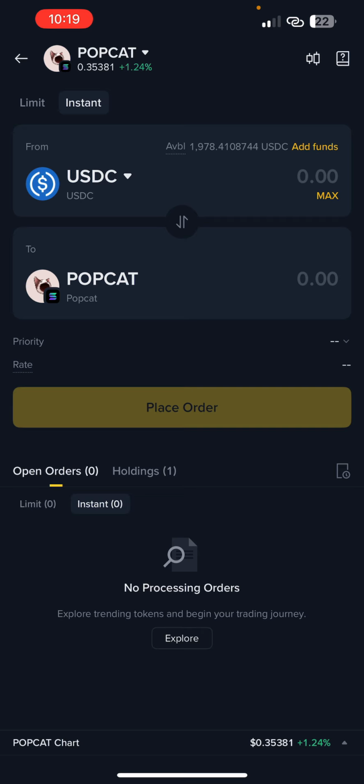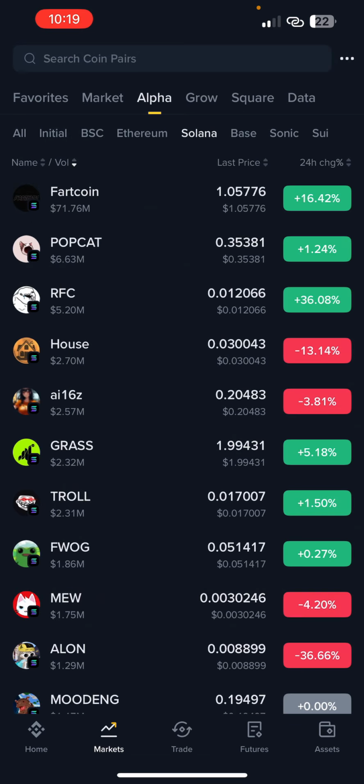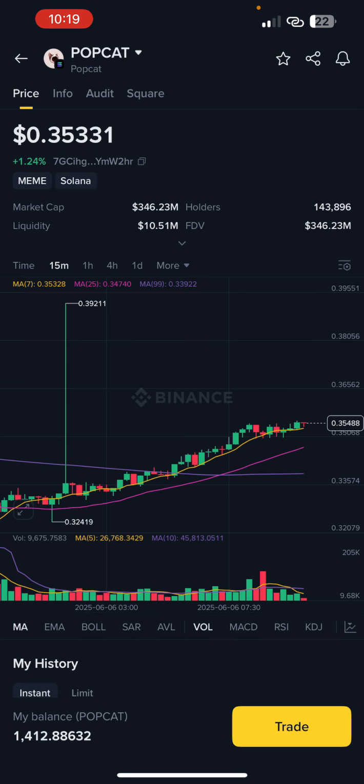So I'm going to go to trade. So this is how to trade on Binance Alpha. I've picked this blockchain because I want to trade just tokens on Solana for now. So I want to trade PopCat, okay? I already have a position on PopCat.